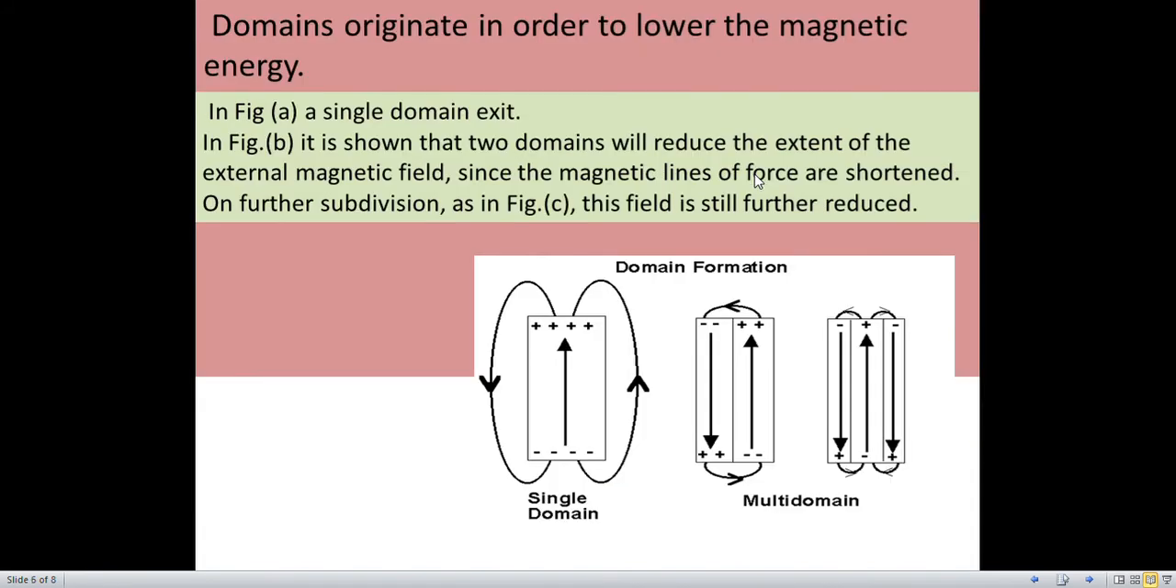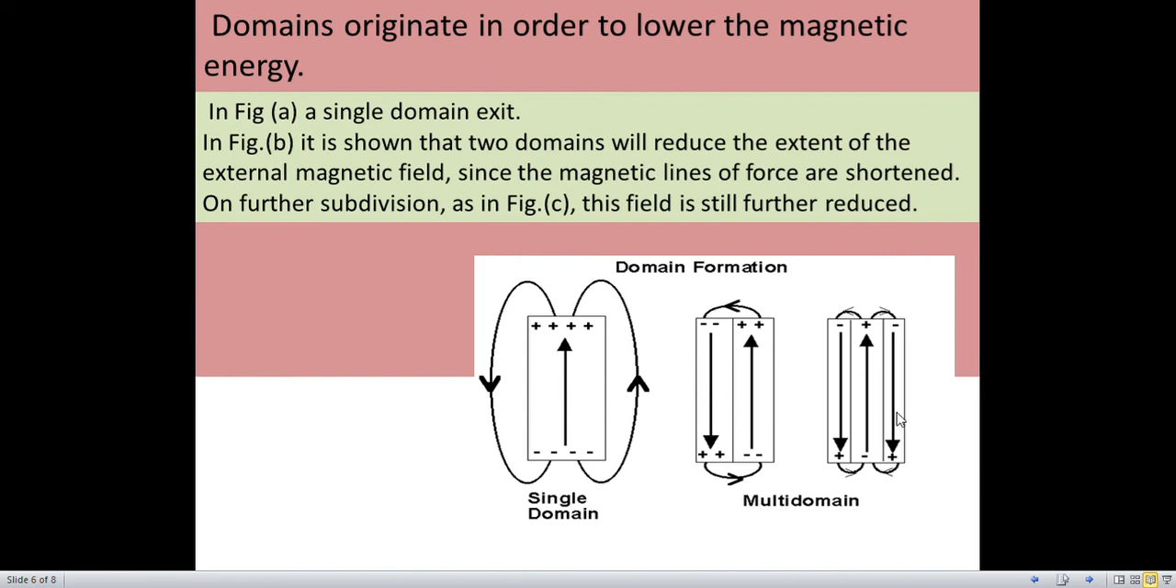Now here we have shown a ferromagnetic material in which there is a single domain. These are the two poles of this magnetic material. This shows the direction of magnetic lines of force. Now, we have divided our ferromagnetic material into two domains. These are the two domains of our ferromagnetic material, and the magnetic line spread is also shown. What we are doing? We are further dividing our ferromagnetic material into a large number of domains. This shows the further division of a ferromagnetic material.